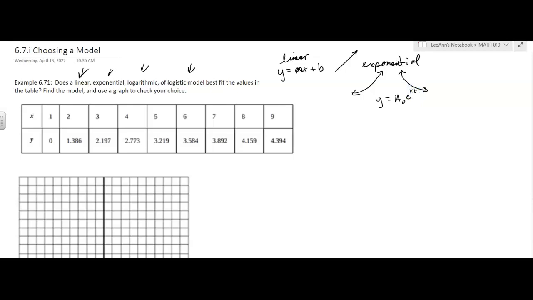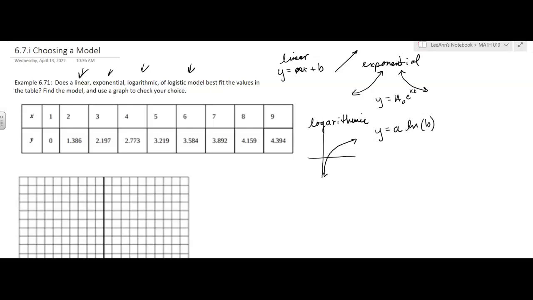A logarithmic model, we haven't really seen that, I don't think. We've done the graphs of logarithms, but in this 6.7, I don't think we've had that kind of model. But it's going to be going something like that, where it's kind of curving that way. And so it might look like y = a ln b. Something like that for a logarithmic curve.